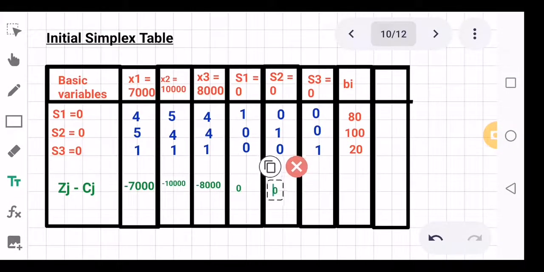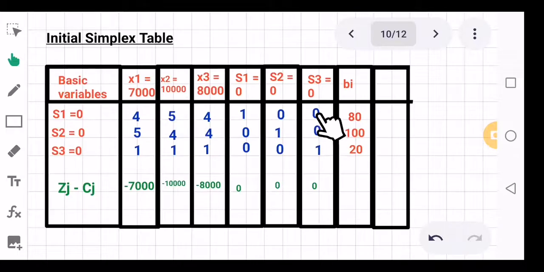Similarly, we'll get 0 over here. Similarly, we are going to get 0 over here also. Let me show you how. 0 into 0 0 plus 1 into 0 0 plus 0 into 0 0 minus 0 cj, that is 0. You will get a 0.